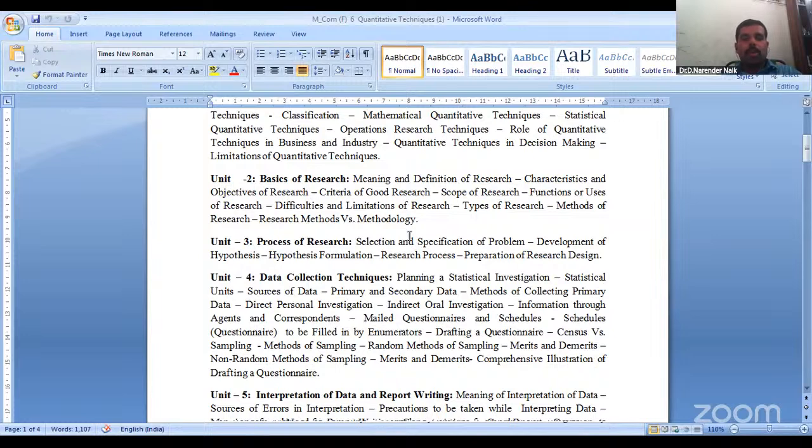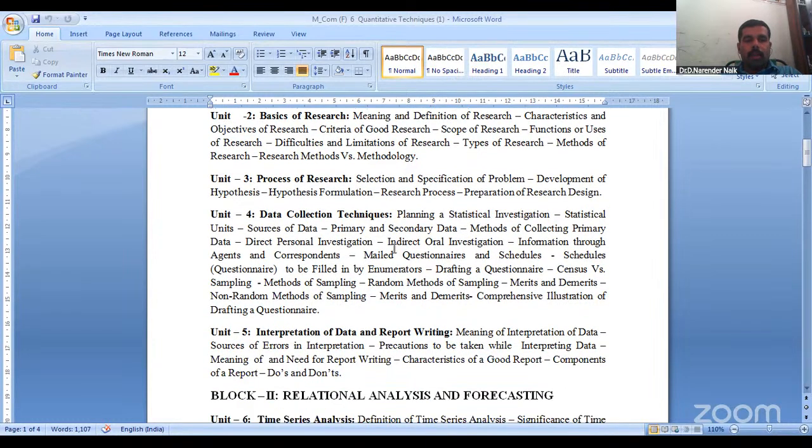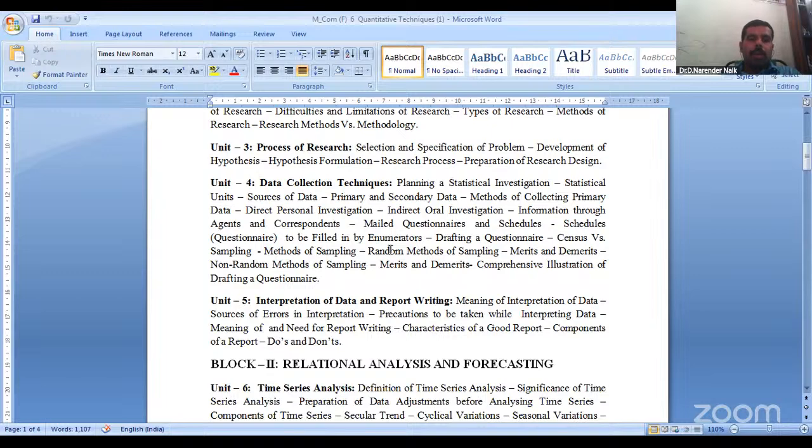Then unit number 3 is here, the process of research. So while you are carrying out research, after knowing what actually the research is, then we are going to get involved deeply. While you are involving deeply, we need to know the process of research. In this process of research here, selection and specification of problem, development of hypothesis, formulation, research process, preparation of research design.